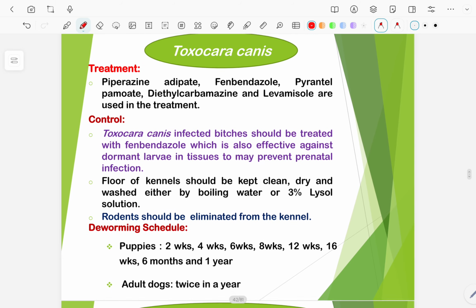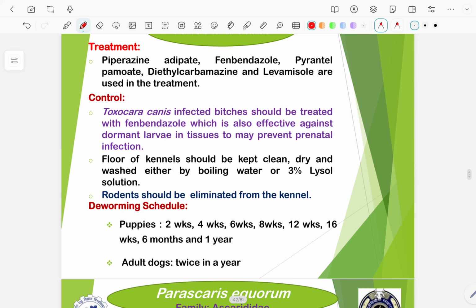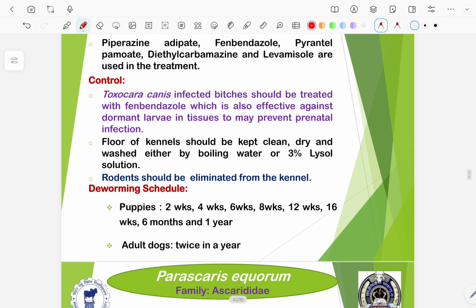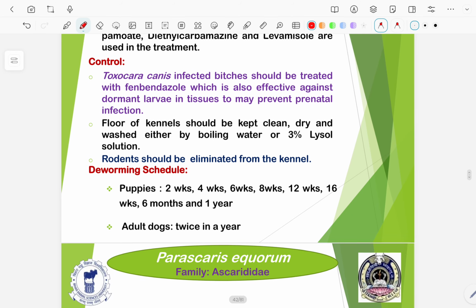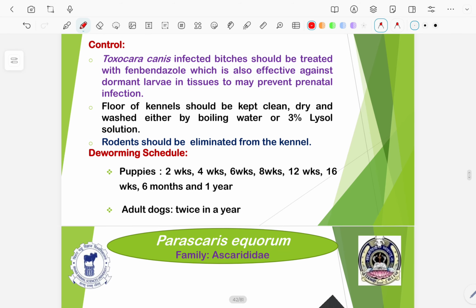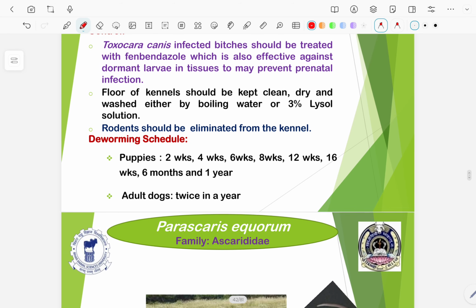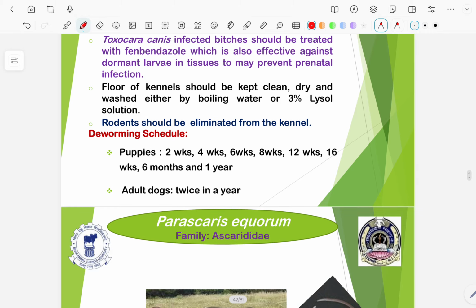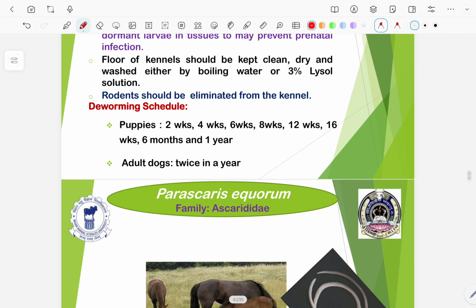Control: Toxocara canis infected bitches should be treated with fenbendazole, which is also effective against dormant larvae in tissue, to prevent prenatal infection. Floors of kennels should be kept clean, dry, and washed either with boiling water or 3% Lysol solution. Rodents should be eliminated from the kennel.